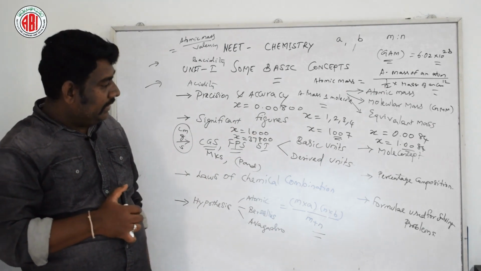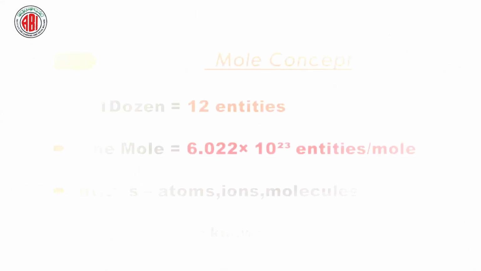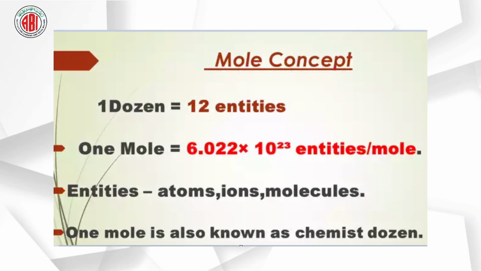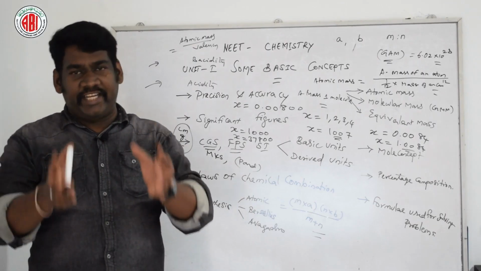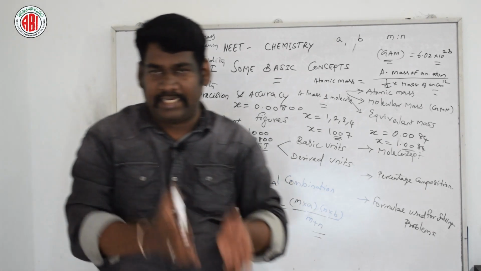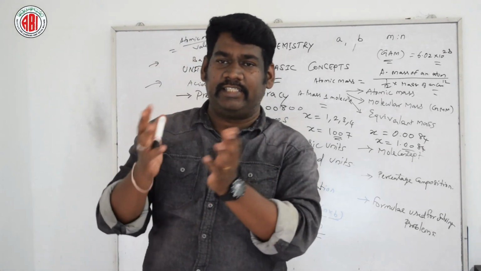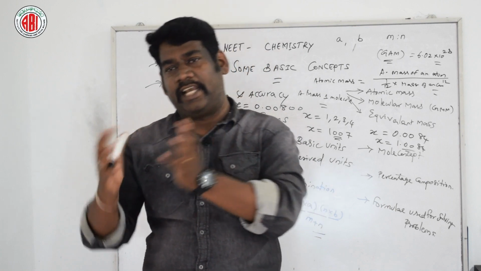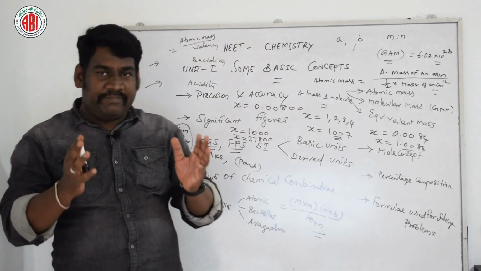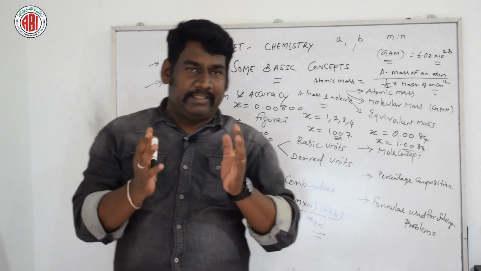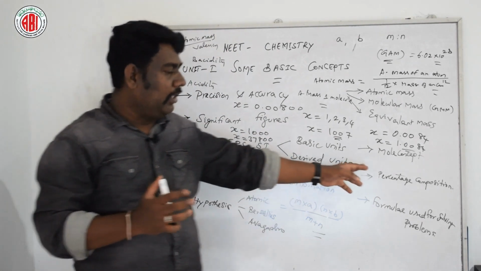Now let us discuss the mole concept. This is very, very important. In chemistry, this is the most important concept: the number of substances we are considering, with a fixed number of any type of particle, whether it is in an atomic state, a molecular state, or an ionic state. So it is fixed with a particular number. That concept is called the mole concept.